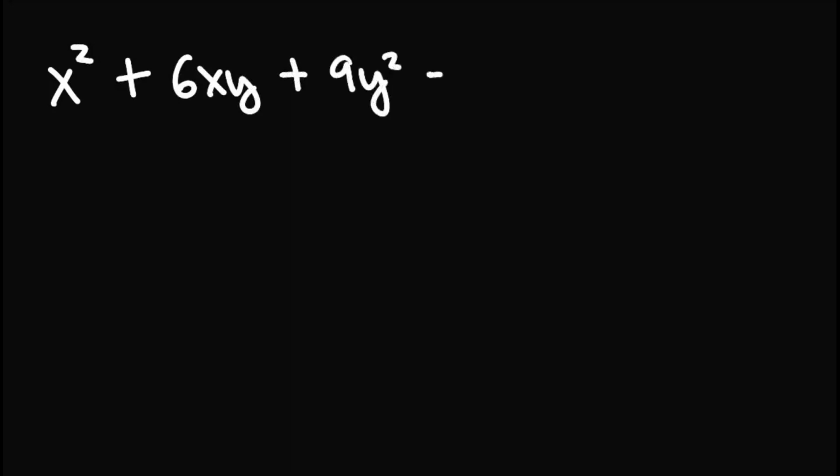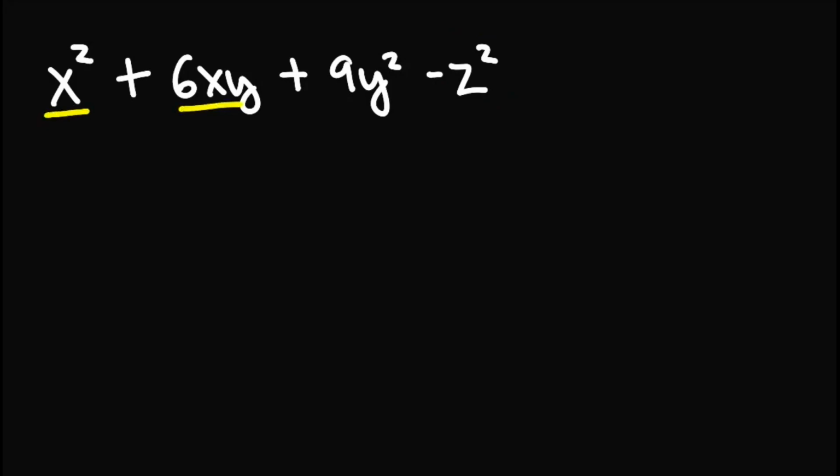Let's have one last example. Let's have x squared plus 6xy plus 9y squared minus z squared. Observe here that z squared doesn't have any term in this polynomial that it can pair with. So we can't use the first method that we had a while ago. So we'll try to group three terms this time.